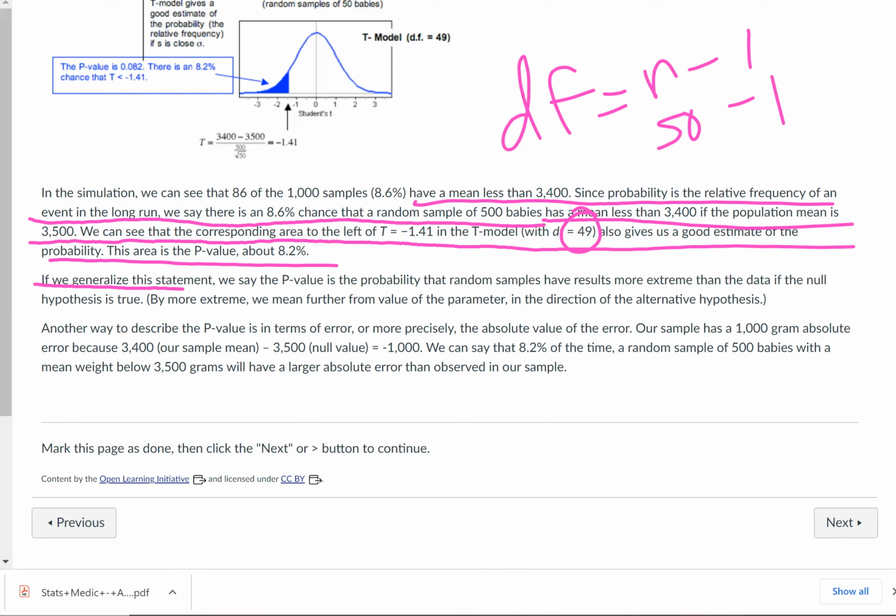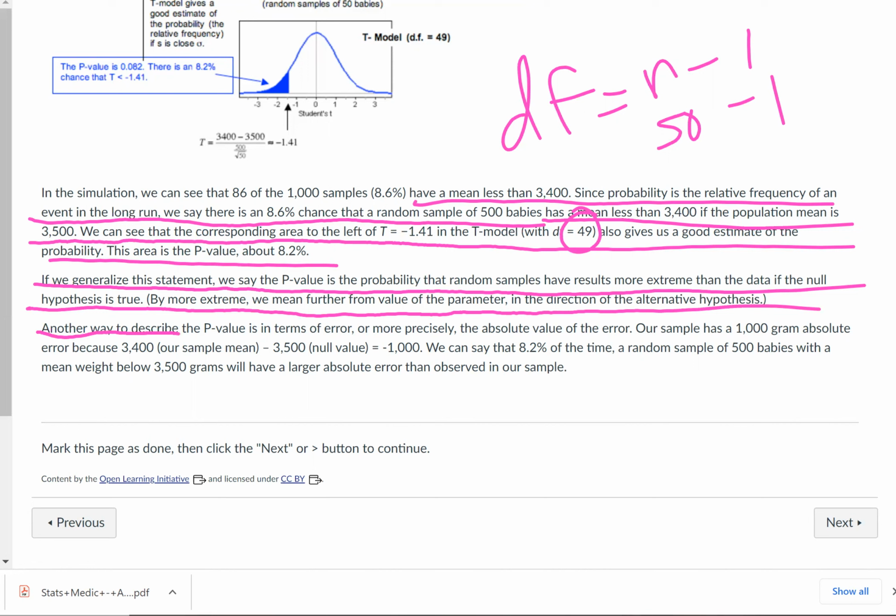If we generalize the statement, we say the p-value is the probability that random samples have results more extreme than the data if the null hypothesis is true. By more extreme, we mean further from the value of the parameter in the direction of the alternative hypothesis.